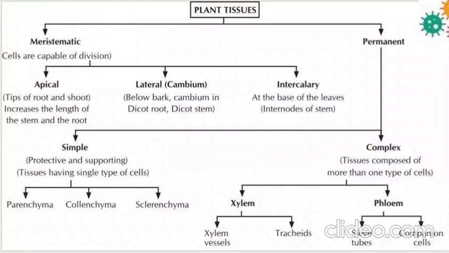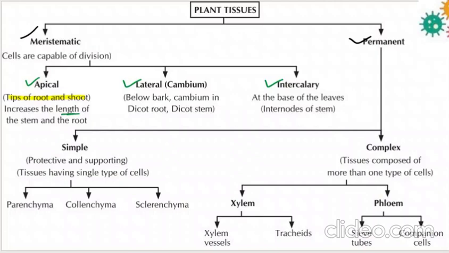Now, let's see the division of plant tissues. Plant tissues have two major types, meristematic and permanent tissues. Meristematic tissues are of three types: apical meristem, lateral meristem, intercalary meristem. Apical meristems are present at the tips of root and shoot. They will always ask you the question of location. So apical tissues are present at the tips, at the apex, and the function is to increase the length of stem and root.